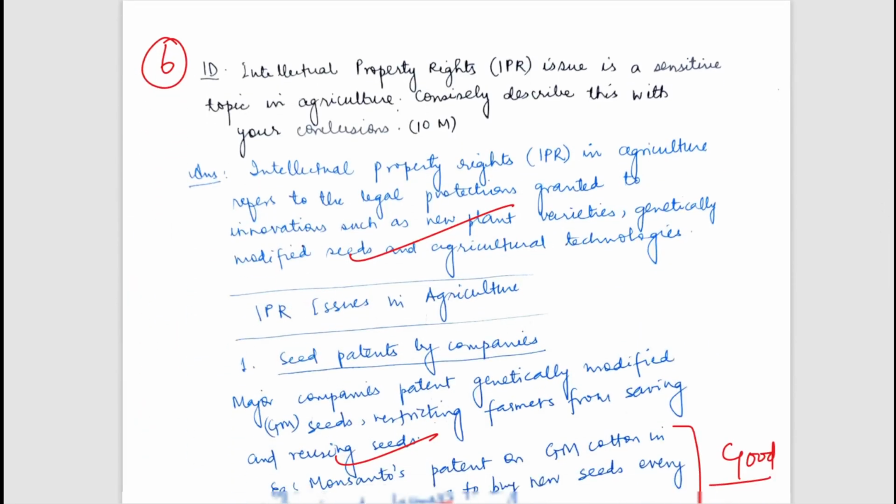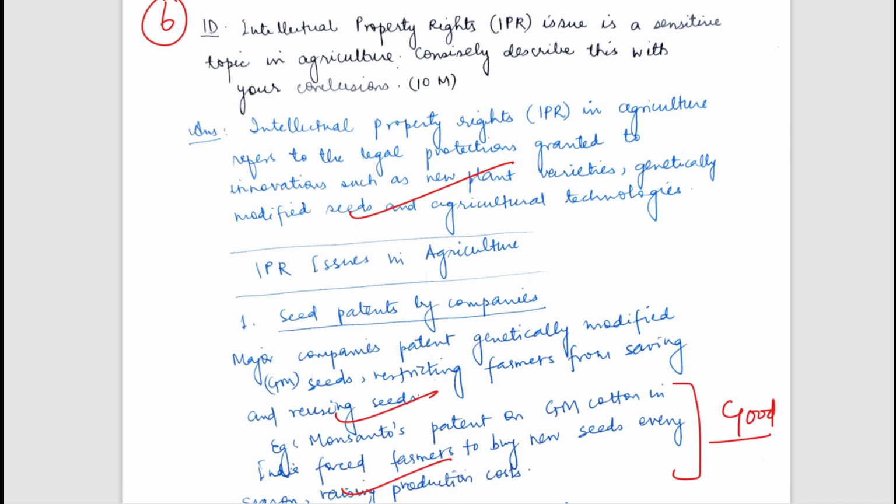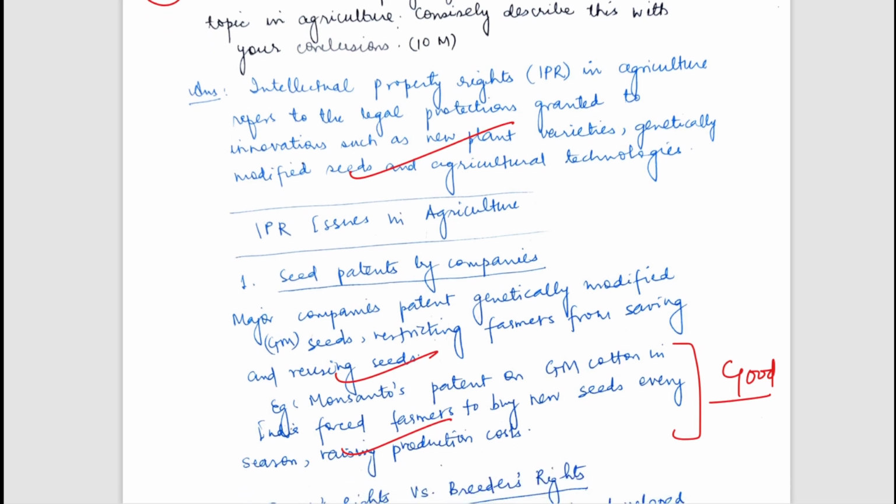So now let's move to the next question. The next question is, intellectual property rights issue is a sensitive topic in agriculture. Concisely describe this with your conclusion. So we have to give our conclusions on how intellectual property rights are a sensitive topic in agriculture.